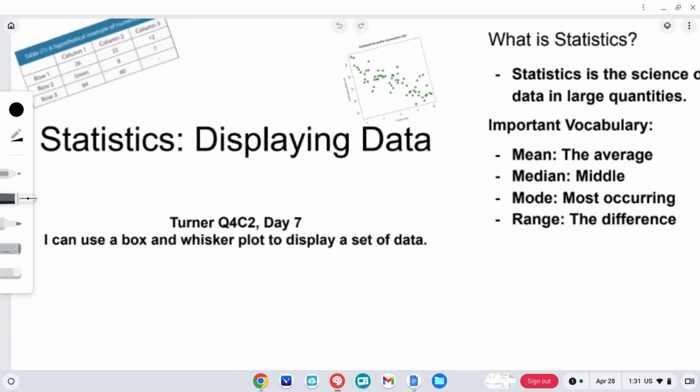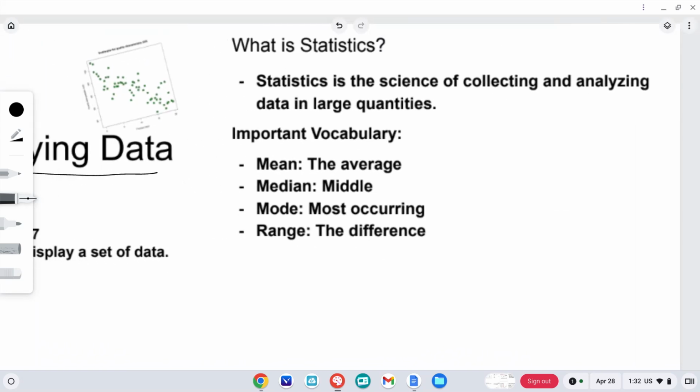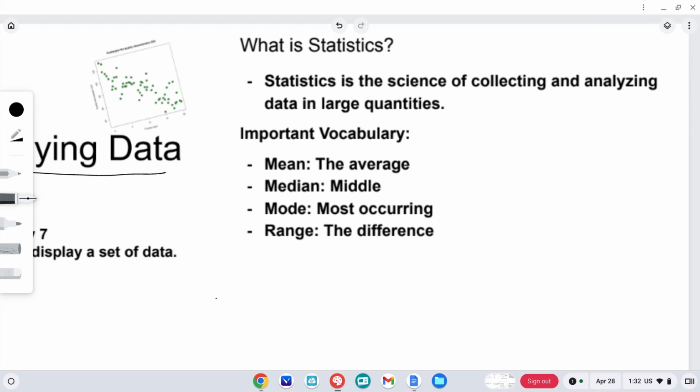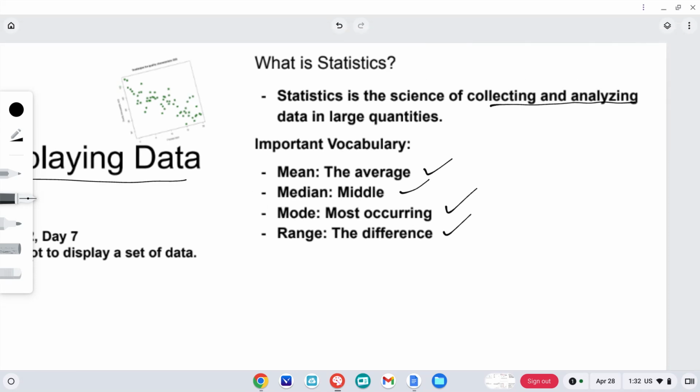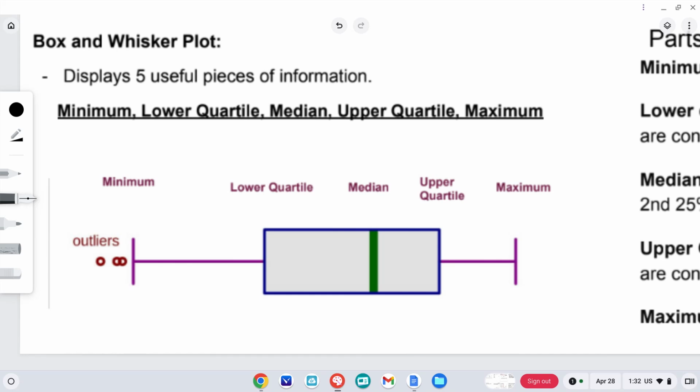We said we're going to work on displaying data today for statistics, and the main way we're going to look at is box and whisker plots. So let's first remind ourselves what kind of information we can get from statistics. Remember, statistics is the science of collecting and analyzing data. And some of the important words that we talked about yesterday, we talked about mean, median, mode, and range. I guess we talked about that last week. Today we're going to be reviewing some of those ideas so that we can use it to look at box and whisker plots.